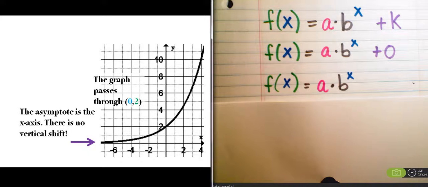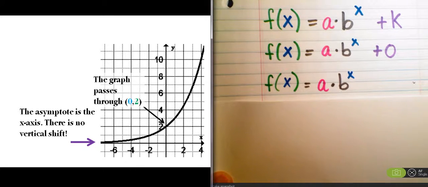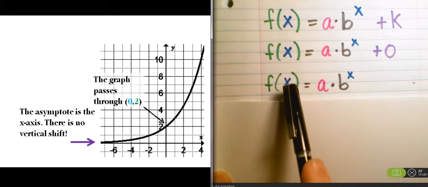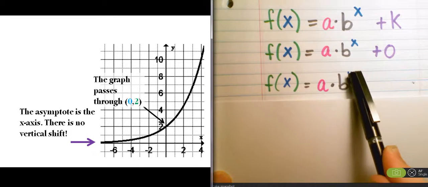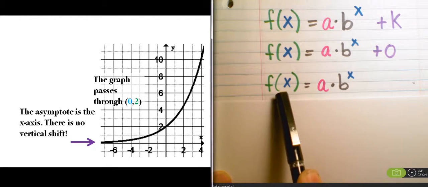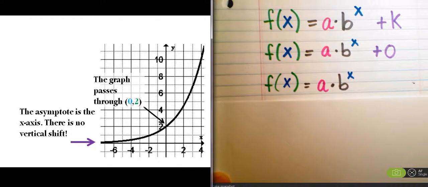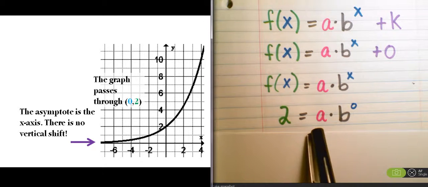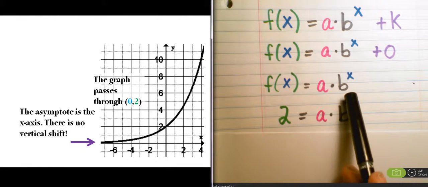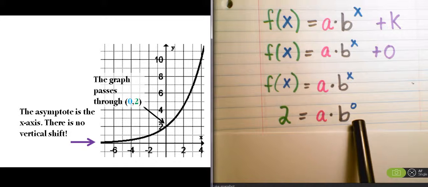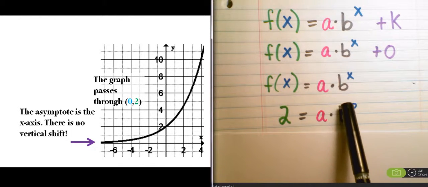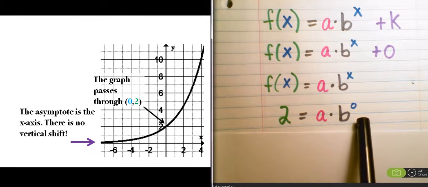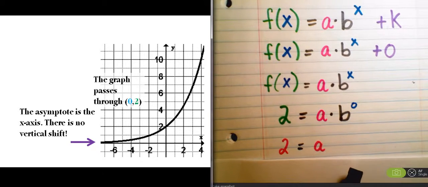Second piece of information we need to use now is that the graph passes through the point 0, 2. When you input 0, the output is 2. When x is 0, f of x is 2. So in my next line, I'm going to make that substitution. 2 equals a times b to the 0. We can solve for a using the fact that b to the 0 power equals 1. A times 1 is just a. Really, that was pretty simple.